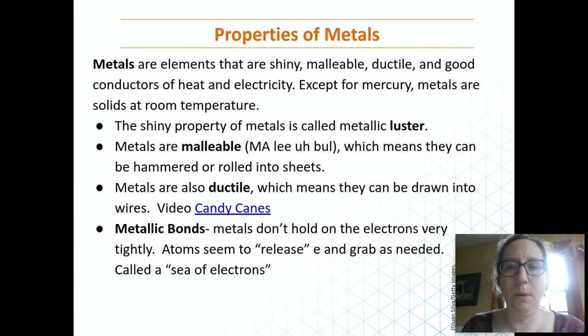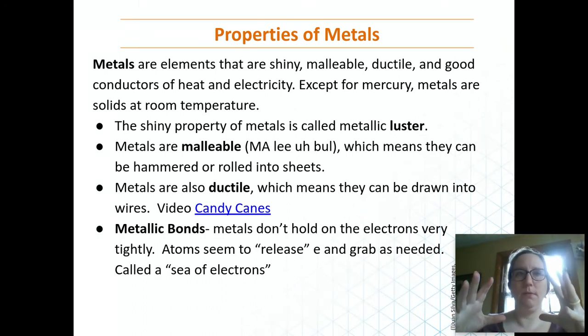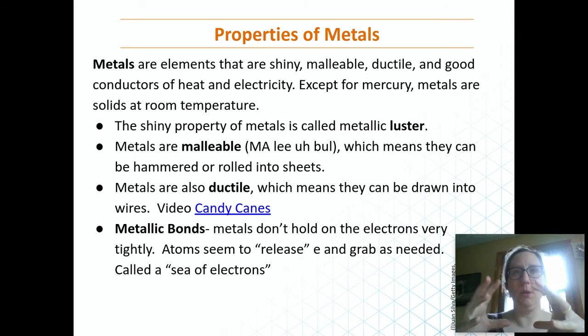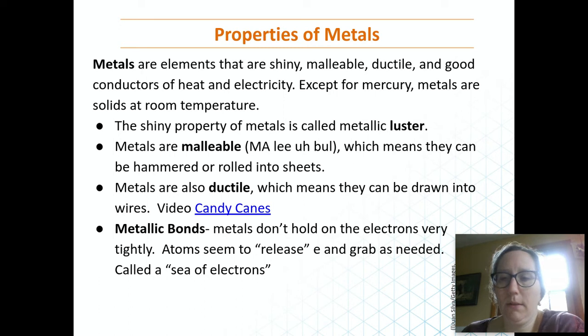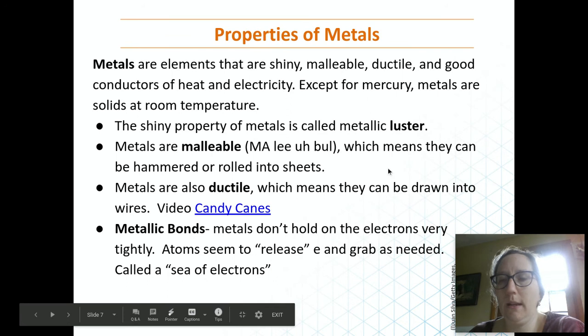So we've been talking with Bohr structures about how the electrons are arranged in levels. Metals kind of do that, but they also don't hold super tightly onto their electrons. So they kind of release them. All of the electrons in a piece of metal are kind of freely floating. And as an atom needs an electron to balance itself out or to conduct electricity or heat, it grabs and releases them. So we call the electrons in a metal a sea of electrons. That's why they conduct heat and electricity so well. Definitely watch the candy cane video.